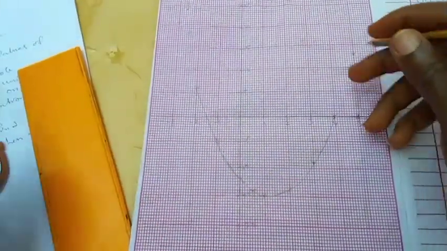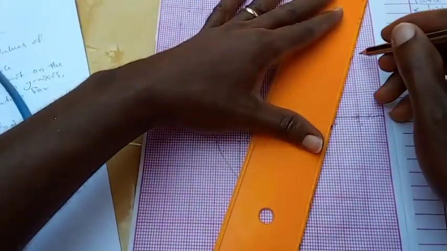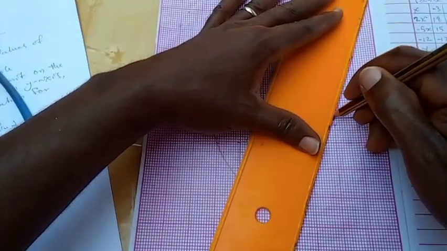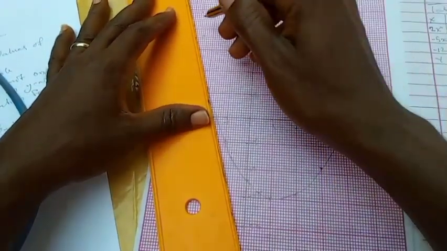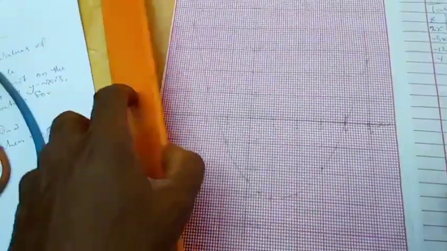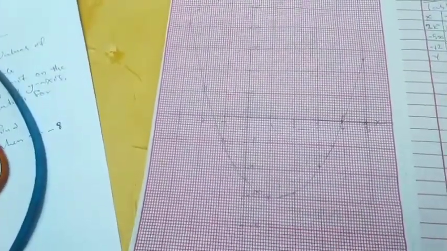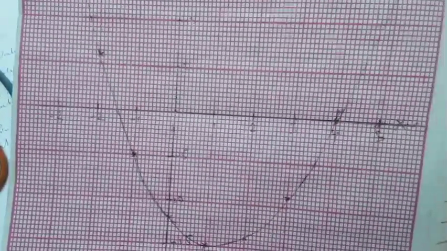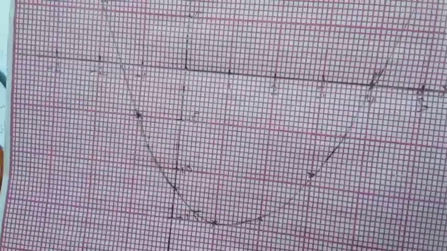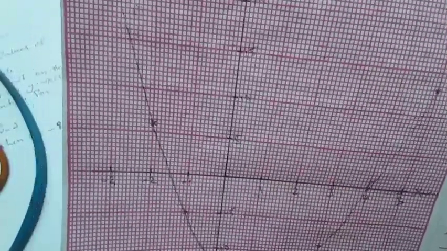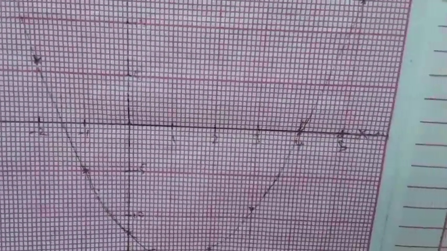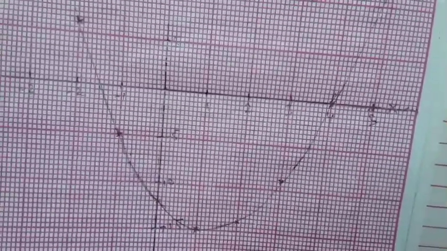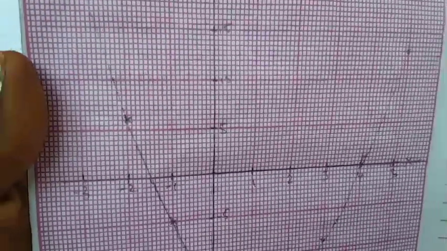So this upper part, let me use my ruler to join them since the nature of the question doesn't require any connection up there. So I think you can see what I did. Look at it very well. The points are well located and joined. Let me give it maybe 99% level of accuracy.